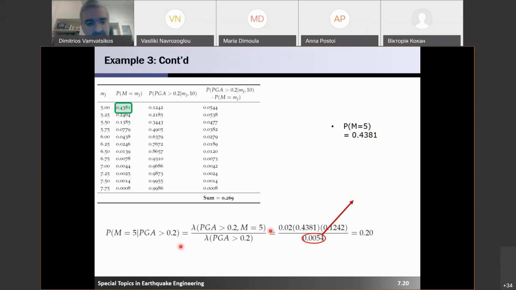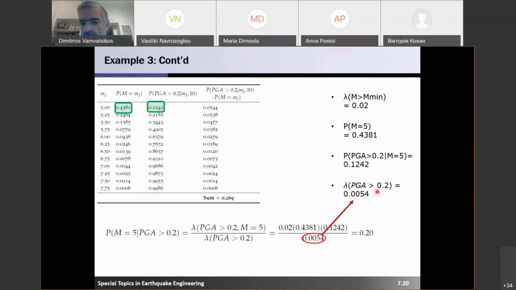I'm going to put everything here. I want to find the probability of a magnitude 5 given the PGA greater than 0.2. The probability of a 5 is 0.4381, and I just pick it up from here. The minimum rate is 0.002. I just got it from the basic scenario data. Then the probability of a PGA greater than 0.2G given a magnitude of 5 is 0.1242. That's right here. Sorry, my animation is a bit messed up. That's right here.